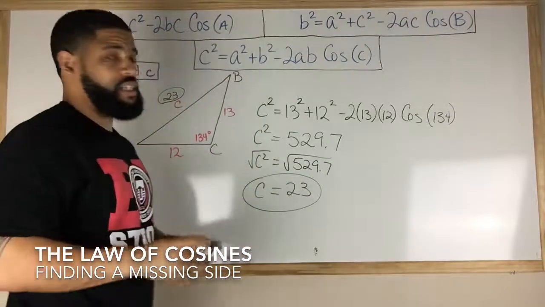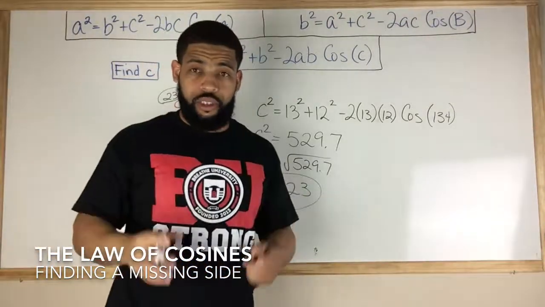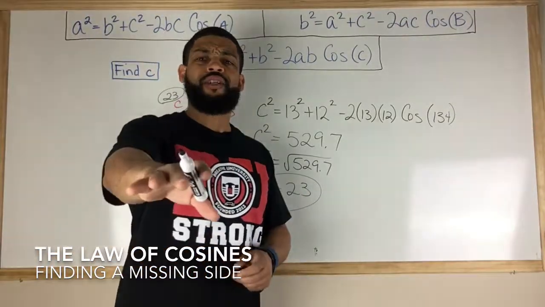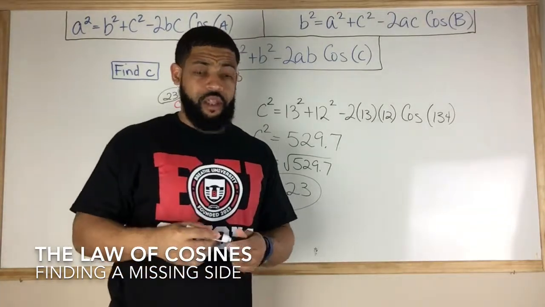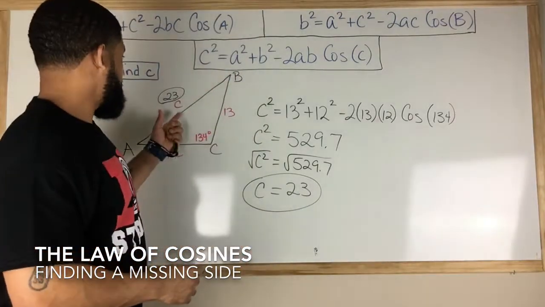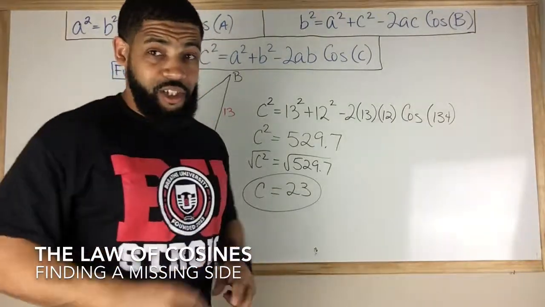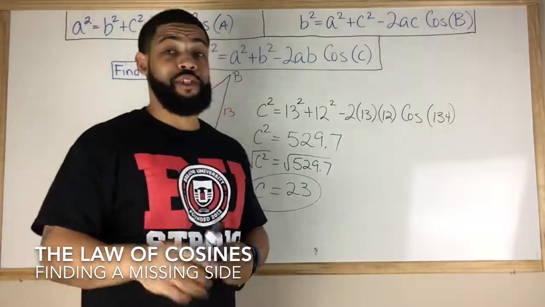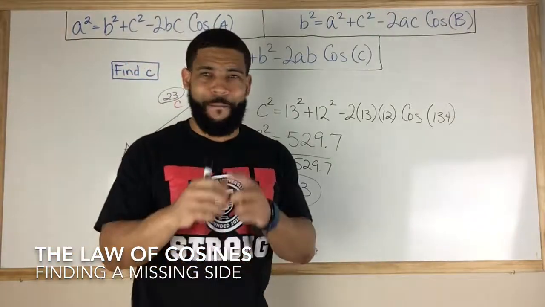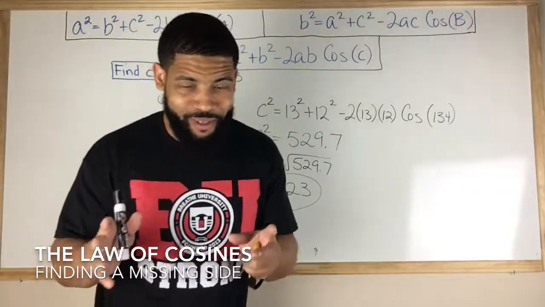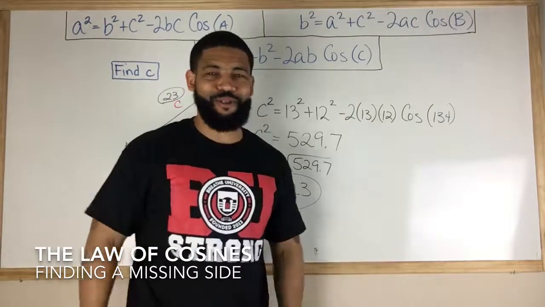So that is the law of cosines. Now, there's another version of the law of cosines. In this particular version, we found the length of a side. So in the next video, we're going to show you how to find the measure of an angle. And there's another long drawn out formula that I'm going to break down to the bone gristle for you.